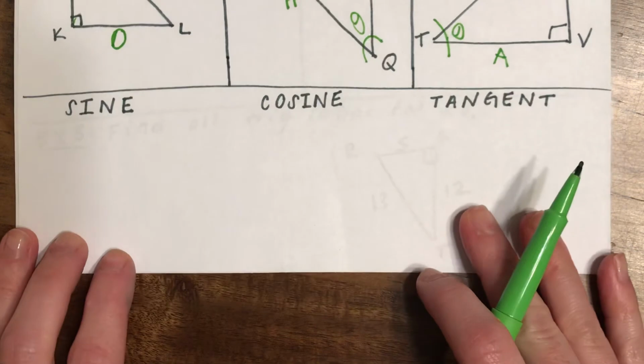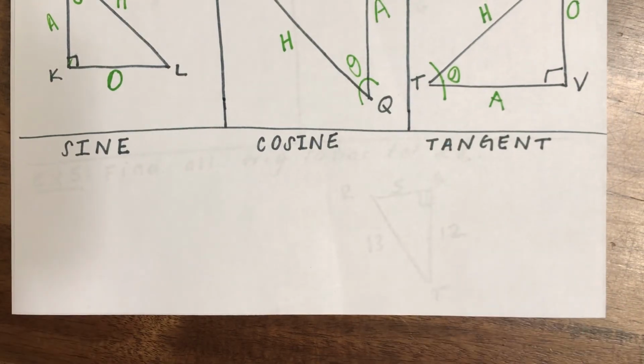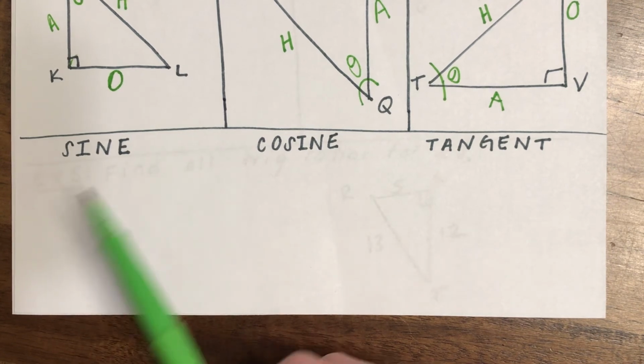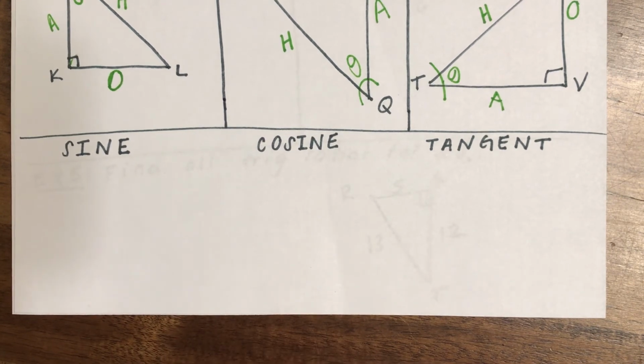All right, so this is the most important thing that I'm going to be talking about in this video. This is something that you will see probably in math for the rest of high school. So if you don't have a good understanding of it, it's going to be a struggle, okay? All right, so sine is the name of the first trig ratio, okay?